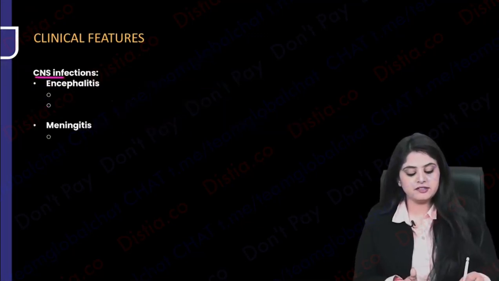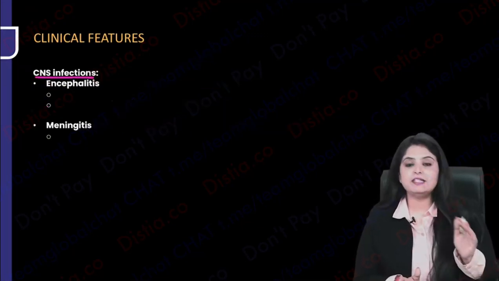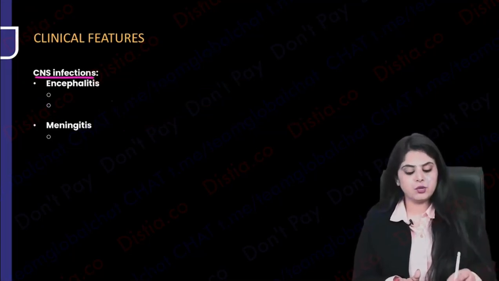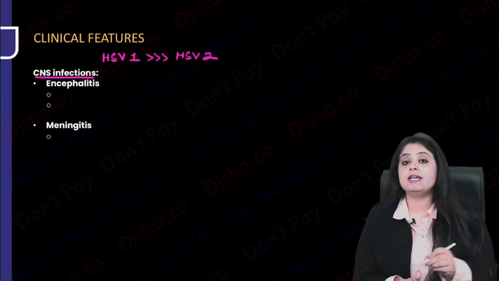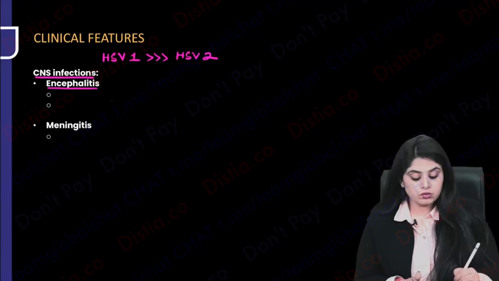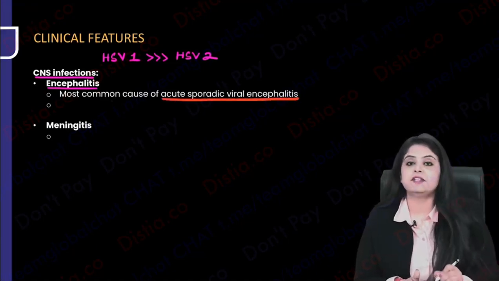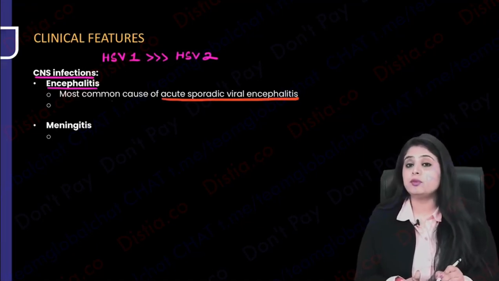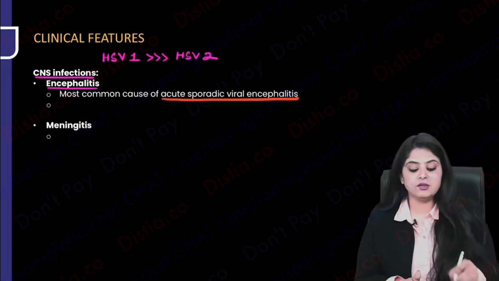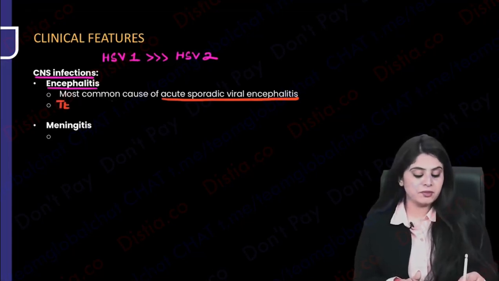Let's talk about CNS infections. Now tell me one thing. CNS, much above the waist. So what are you expecting? I am expecting HSV1 to be much more common than HSV2. So in encephalitis, there are two questions coming to me. This is the most common cause of acute sporadic viral encephalitis in the world. Acute sporadic viral encephalitis is going to be HSV1, and which is the part of the brain that is affected?